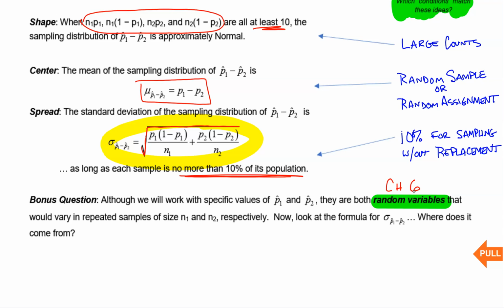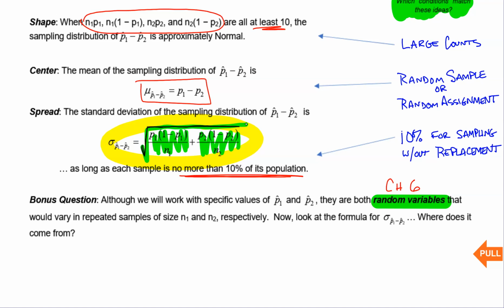Okay, so both P1 hat and P2 hat are random variables that could vary in repeated samples of size N1 and N2 respectively. So let's go back and look at the formula for the standard deviation of the sampling distribution of P1 hat minus P2 hat. And where does it come from? Well, it looks like two things are added. It looks like what we've done here is added this quantity and this quantity and then taken its square root.